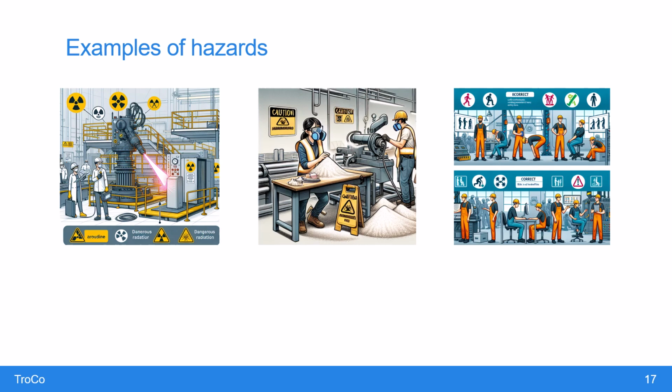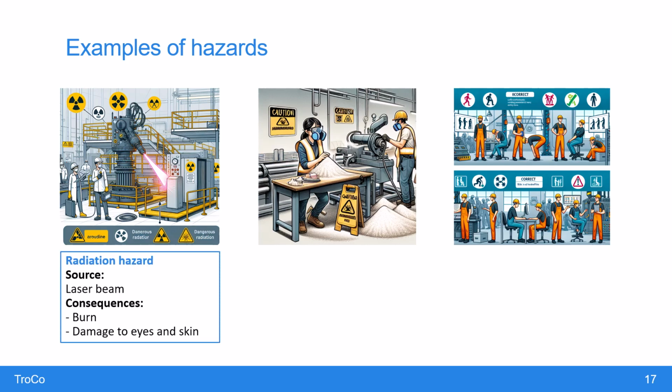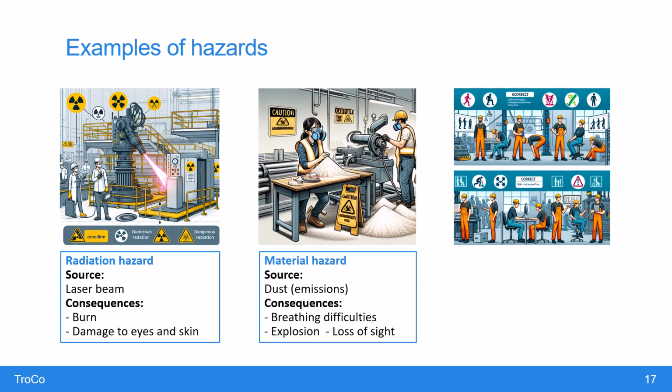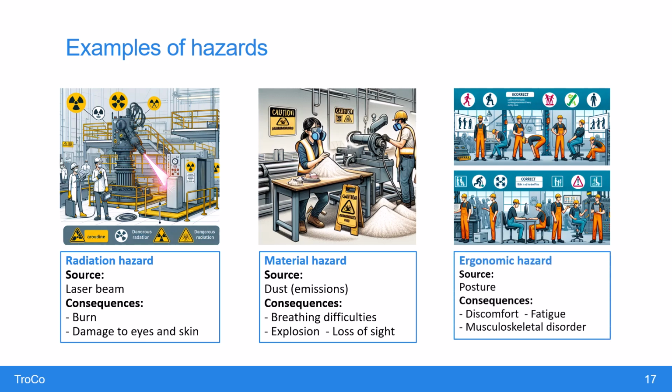Examples of other hazards, including radiation, material or substance, and ergonomic hazards. First example, burn or damage to eyes and skin due to laser beam. Second example, breathing difficulties or explosion due to dust. Third example, discomfort or fatigue due to ergonomic hazard.